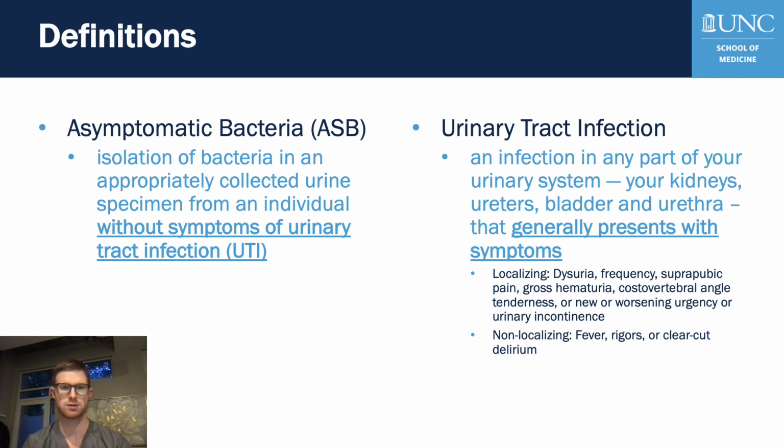Our localizing symptoms are going to include our very classic dysuria, urinary urgency, frequency, incontinence, suprapubic pain, gross hematuria, CVA tenderness, whereas our non-localizing symptoms are going to be more of our fevers, our rigors, and our clear-cut delirium that we often see in our elderly patients.